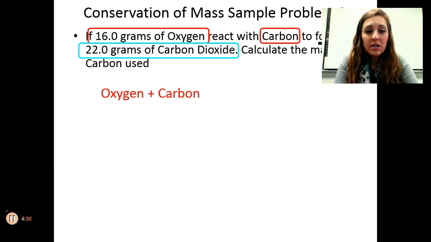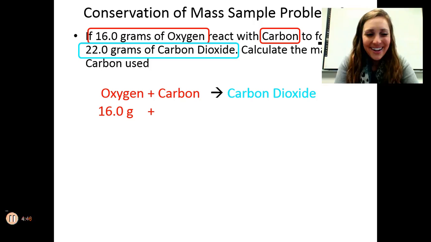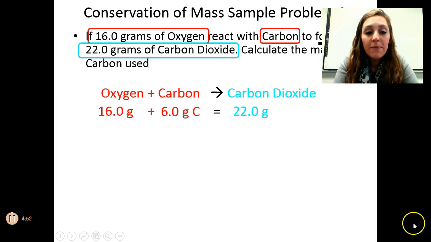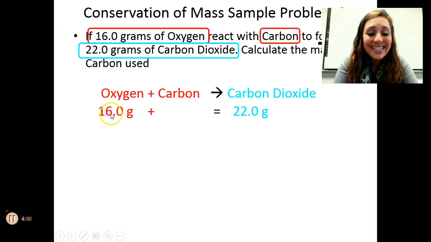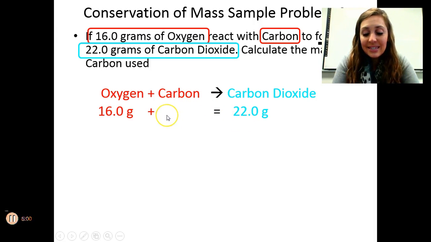So we've got oxygen and carbon reacting to form carbon dioxide. Let's put in our numbers. 16 grams of oxygen, we don't know the grams of carbon, and that's going to make 22 grams of carbon dioxide. So we fill in this center here with 6 grams. How do you know that? Well, 16 plus what gives you 22? 16 plus 6 grams of carbon, so there's your answer. 6 grams of carbon is your final answer here.